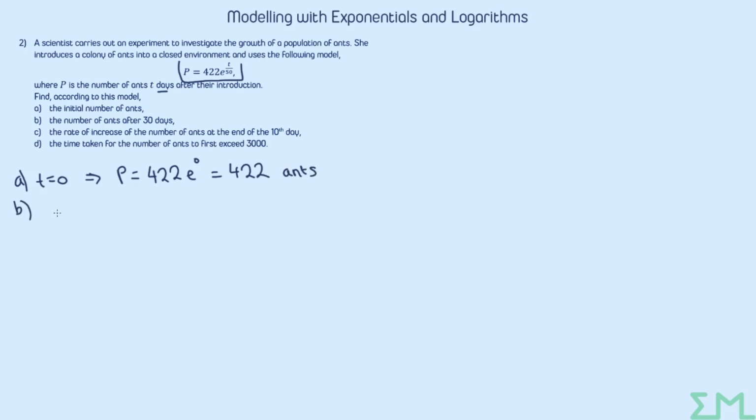Part B, the number of ants after 30 days. Okay, well, t is measured in days, so this is just popping t equals 30 into our equation. P equals 422 times e to the 30 over 50. See what we get. Okay, we get 768.9.